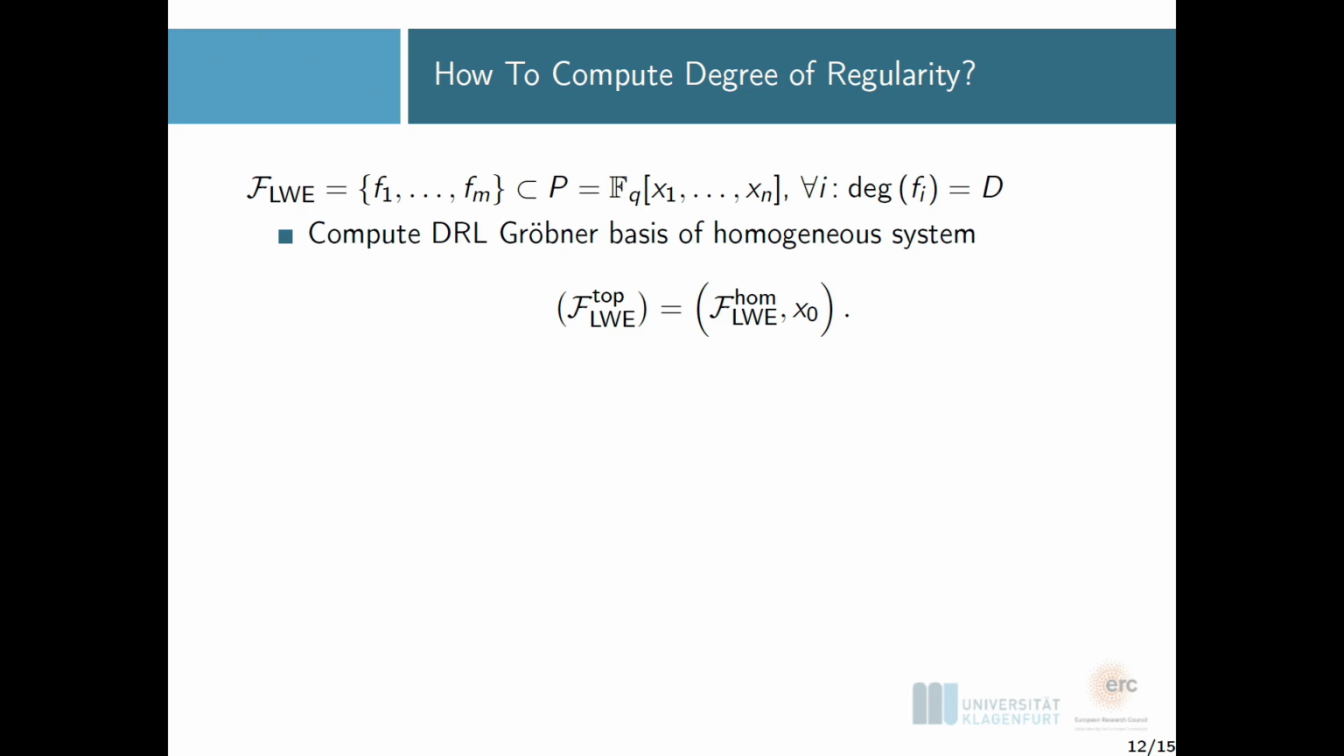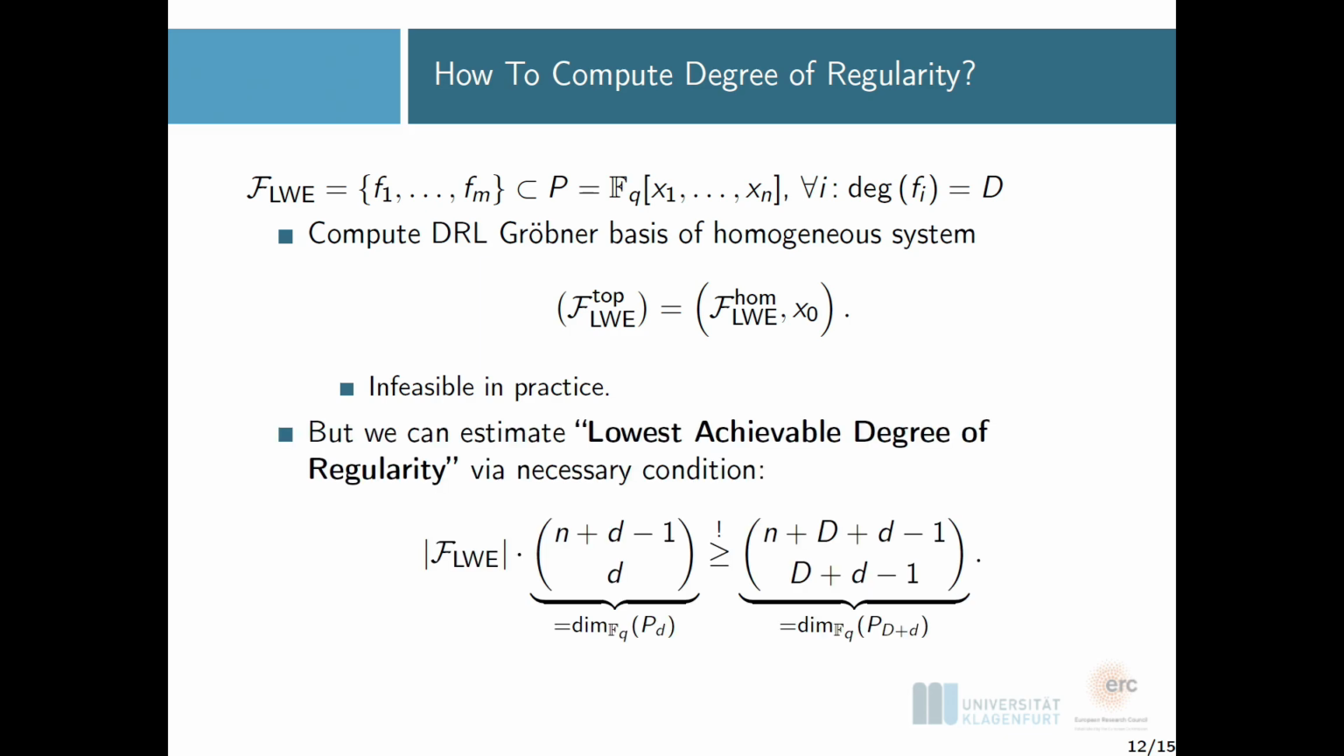Okay, now, of course, the final question is, how do we get the degree of regularity when we don't assume that our polynomial system is semi-regular? The theoretical answer is we compute a Gröbner basis of the highest degree component system, and the practical answer is this is impossible.